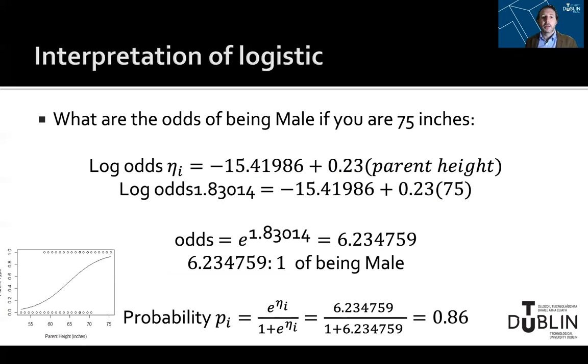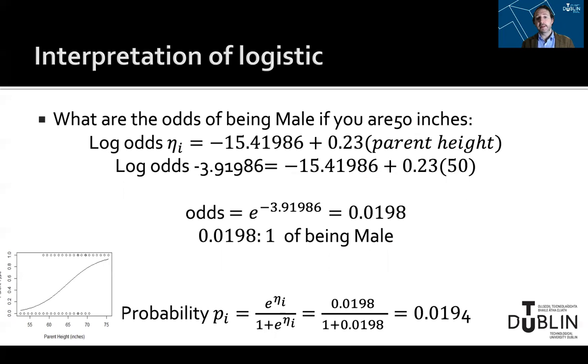So what are the odds of being male if you're 75 inches? Well, it's much, much higher. The log odds are 1.83014. The odds, which is e to the log odds, is 6.234759. And so that's 6.25 to 1 of being male. Very good odds. So you have an 86% chance that the person is male.